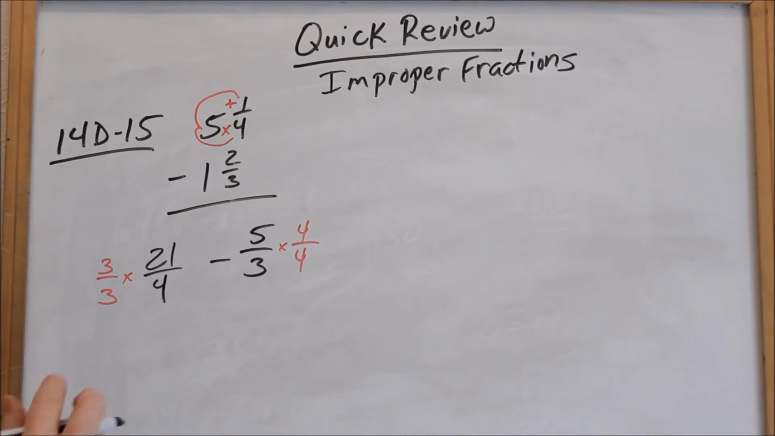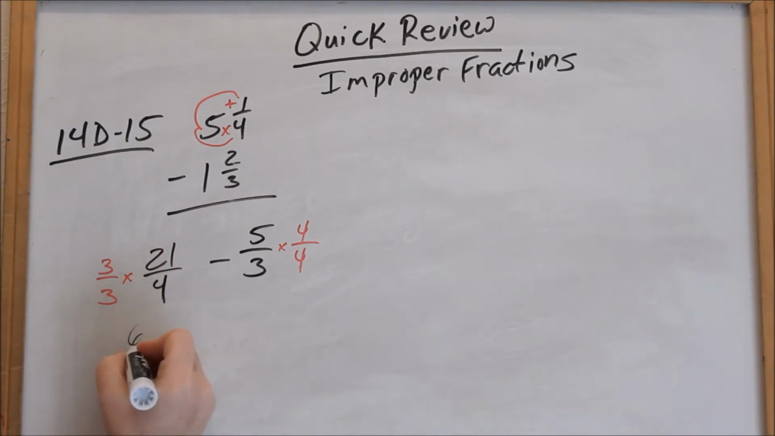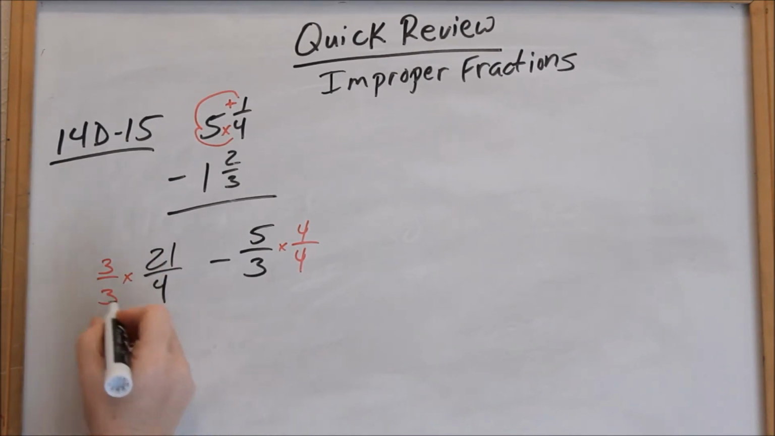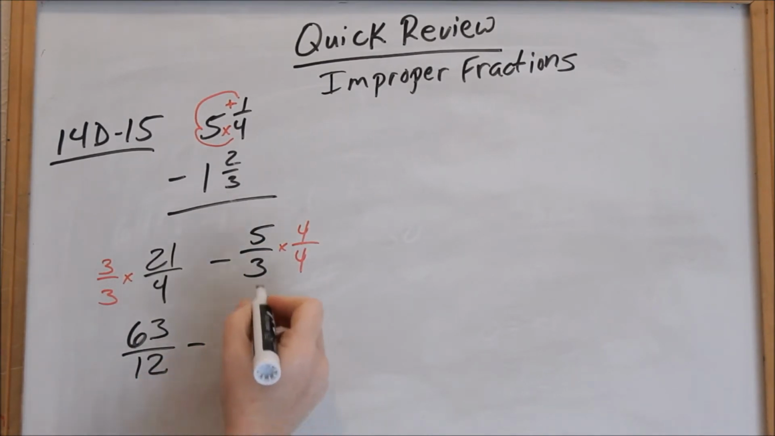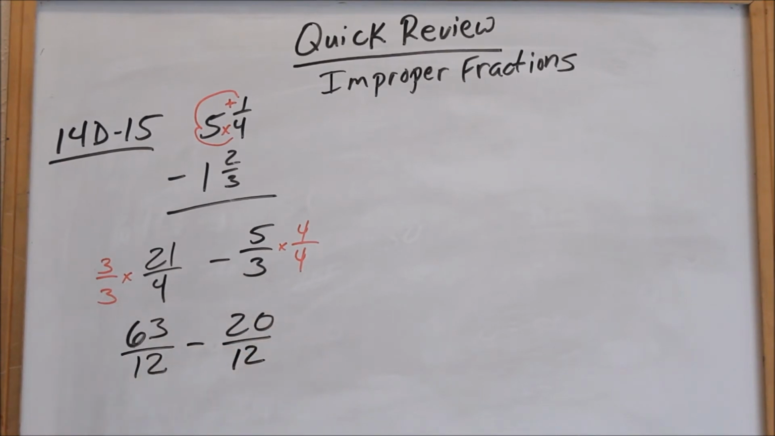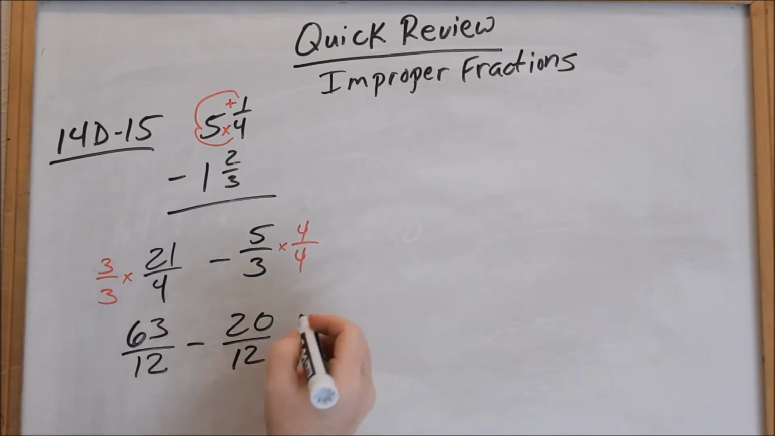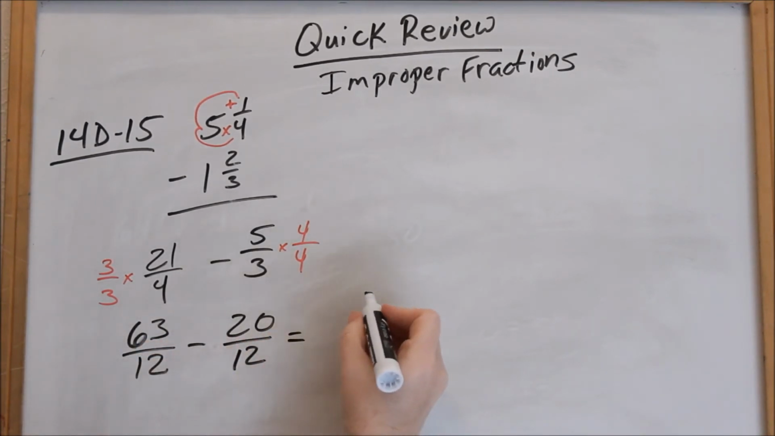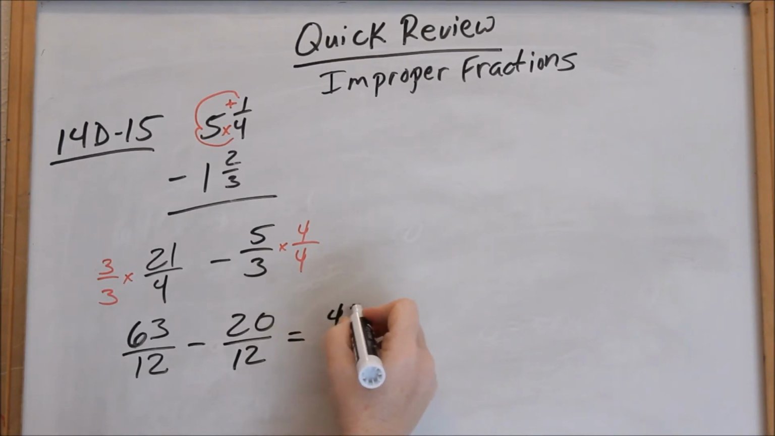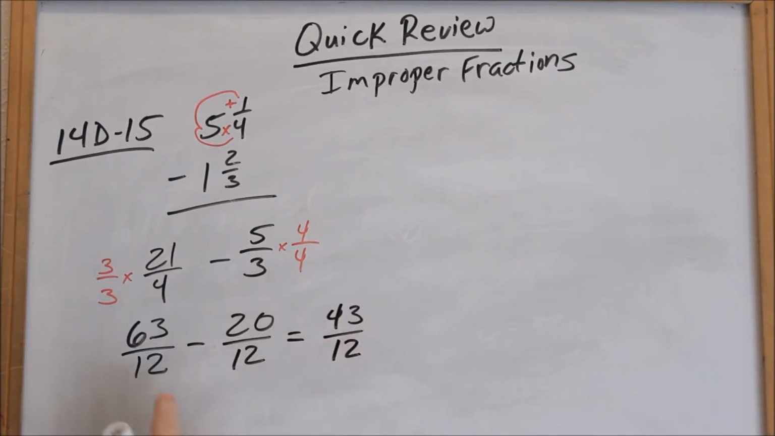Okay, so multiplying my new fractions, when you multiply it straight across, 3 times 21, that would be 63 over 3 times 4, 12, minus 5 times 4, 20 over 3 times 4, 12. So now do you see how this number is bigger than that number? So you never have to borrow. So when you add or subtract fractions, you just add or subtract the numerator and the denominator stays the same. So 63 minus 20 would be 43 over 12. The denominator stays the same. You only add or subtract the numerator.